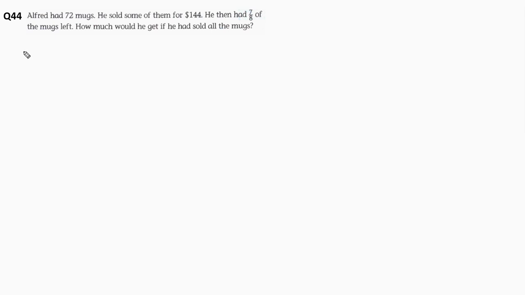So we've got a bar for the mugs, which we're going to divide into eighths. Okay. So we're going to have 1, 2, 3, 4, 5, 6, 7, and 8. So this is my bar. This represents all of the mugs. So this is 72 mugs. We're happy with that.